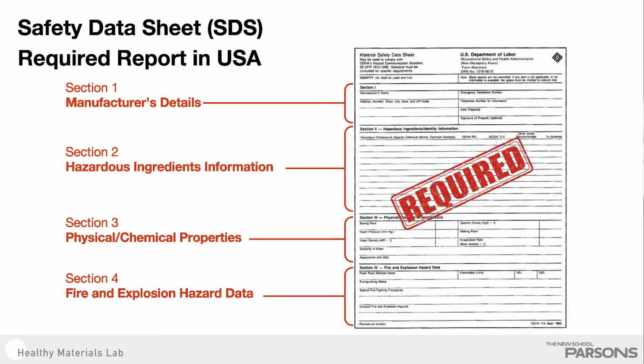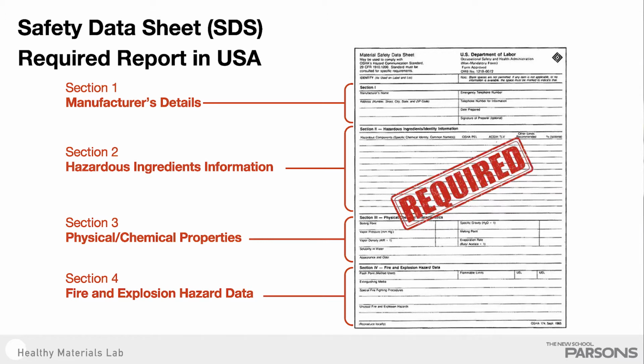But this is typically a report that a manufacturer has, and it's actually a required report for them to produce through the Occupational Health and Safety Administration here in the United States. And on this report, they would have their product contents and certain kinds of health information.